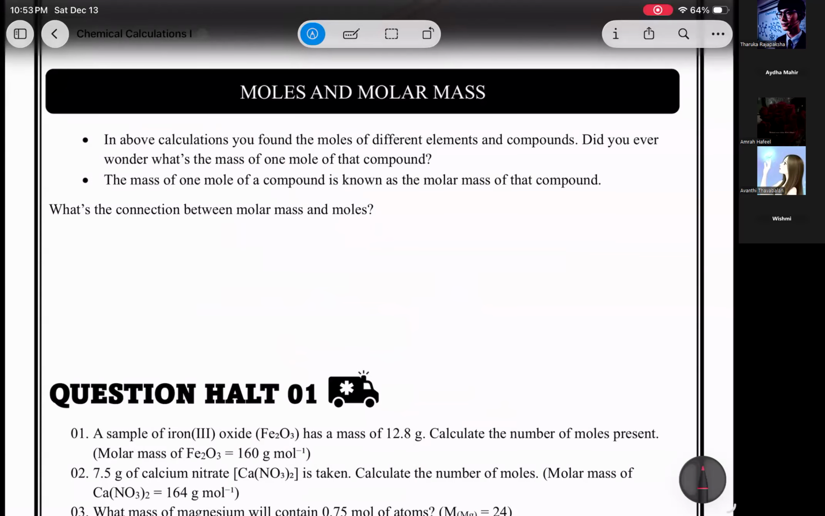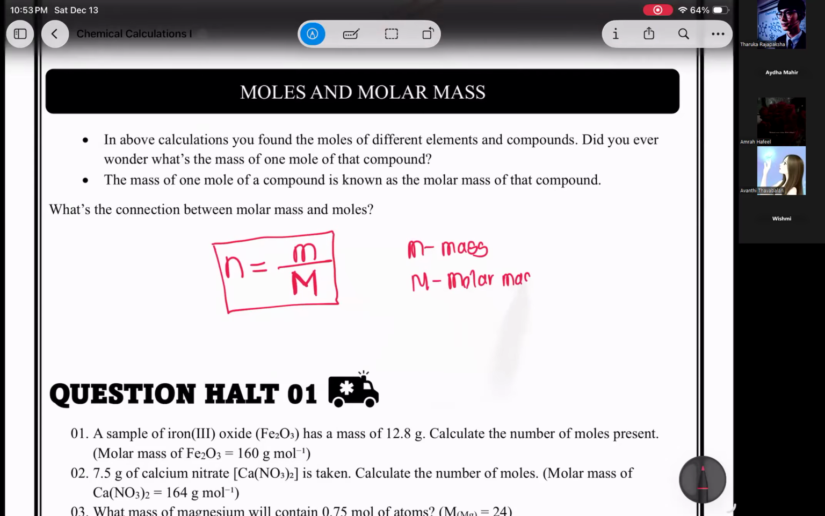The mass of 1 mole of a compound is known as the molar mass of that compound. What is the connection between molar mass and number of moles? And we have an equation for that. Number of moles is equal to mass over molar mass. This is capital M. And what you have on top is simple M. So M is mass. And capital M is going to be molar mass.